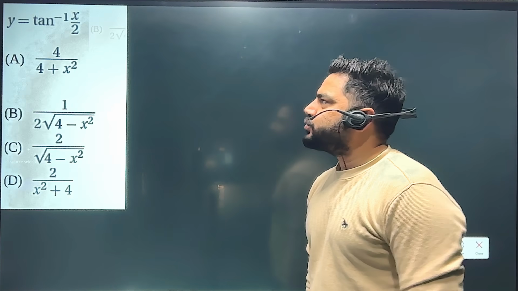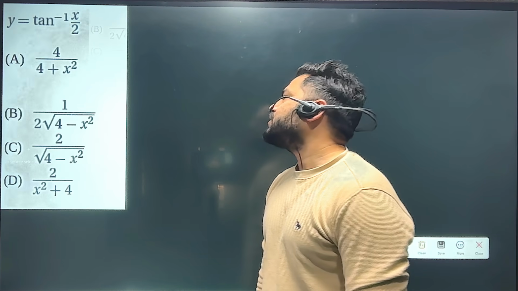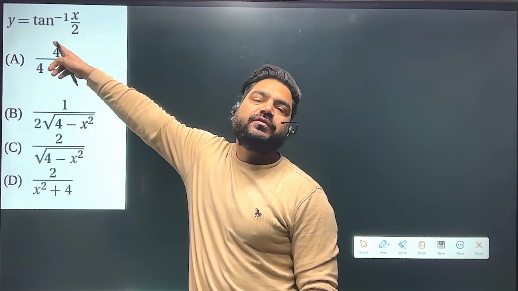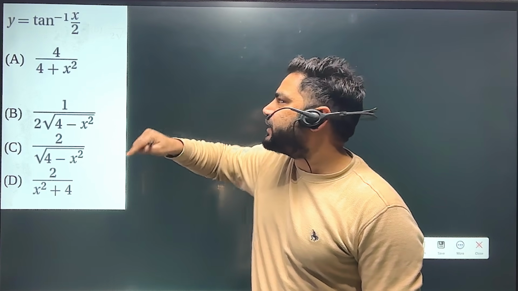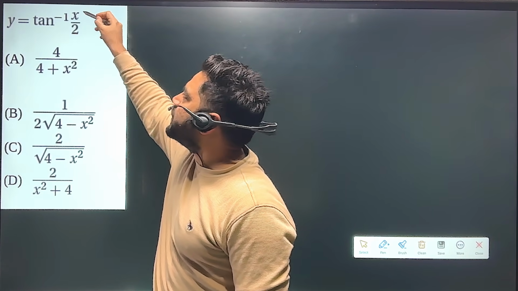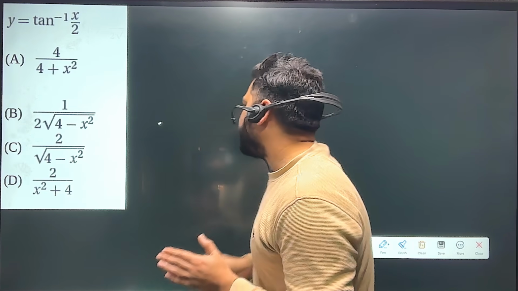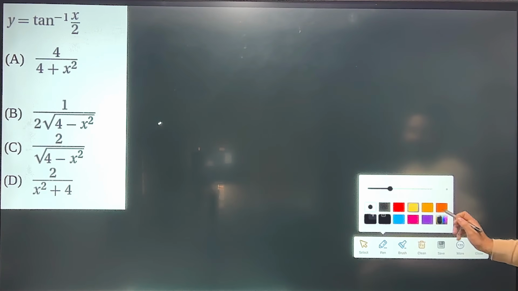They want you to do the differentiation of tan inverse x by 2. How to do differentiation of tan inverse x by 2? See, first of all you have to do differentiation of tan inverse. What is the differentiation of tan inverse? The basic format. And after the tan inverse differentiation, we will do the differentiation of x by 2 part. So for both you have to apply the chain rule. First find the differentiation of tan inverse, and then find the differentiation of x by 2.